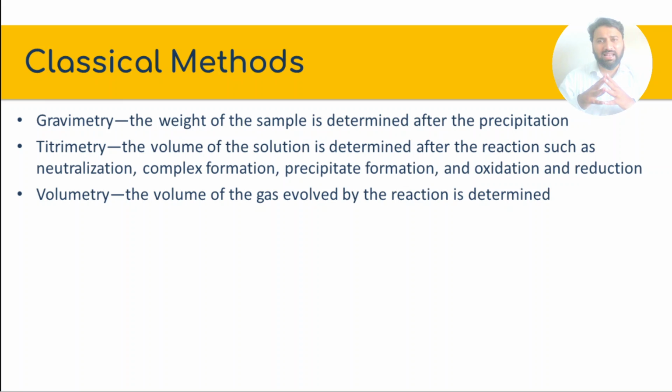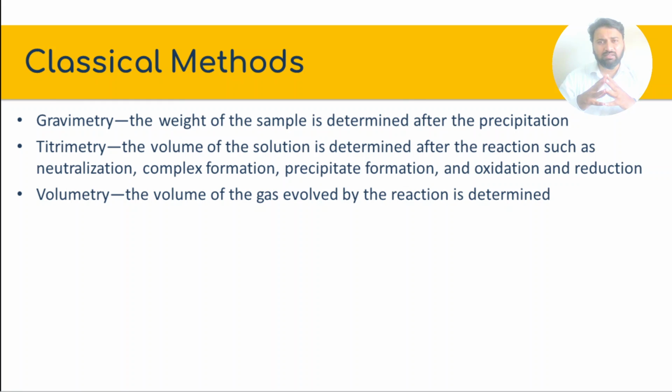First is the classical methods. To name a few: the gravimetric method, titrimetric method, and volumetric method. In the gravimetric method, the weight of the sample is determined after precipitation, and all you know about precipitation. So the weight of the sample is the basis. When we take the weight of the sample after precipitation, this is known as gravimetric analysis.